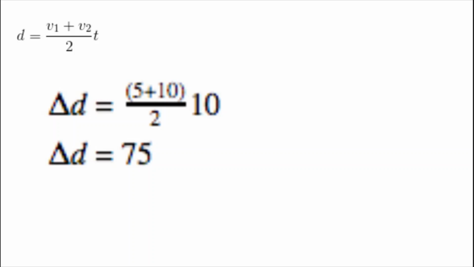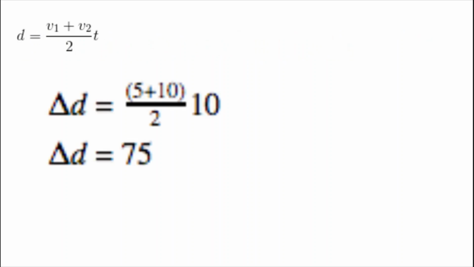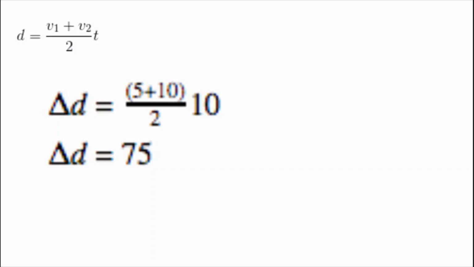Well, we use these equations, delta d equals (v1 plus v2) over 2, multiplied by time, and delta d is equal to, well, 5 plus 10, because that is his initial and final velocities, divided by 2, multiplied by time, because it is 10 seconds. So it turns out that the displacement is 75 meters.